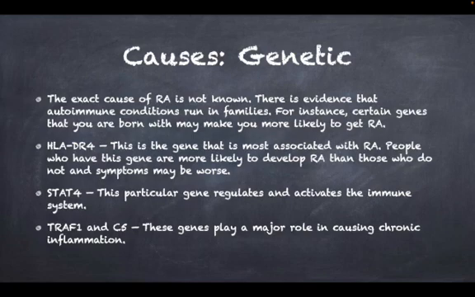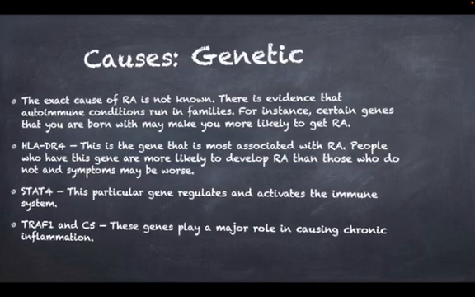HLA-DR4. This is the gene that is most associated with RA. People who have this gene are more likely to develop RA than those who do not, and symptoms may be worse. STAT4. This particular gene regulates and activates the immune system. TRAF1 and C5. These genes play a major role in causing chronic inflammation.